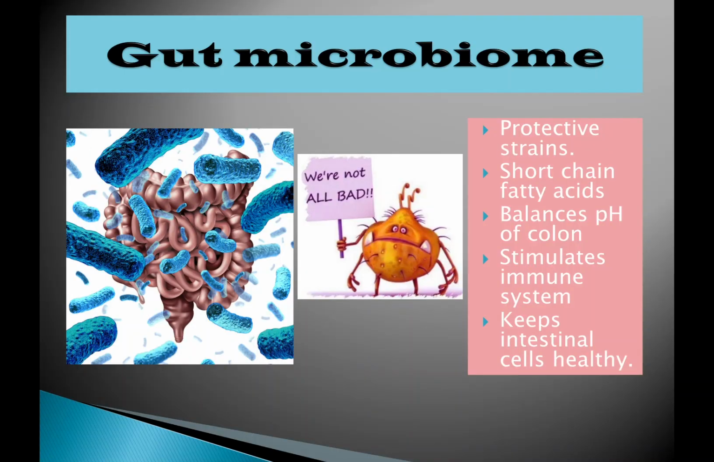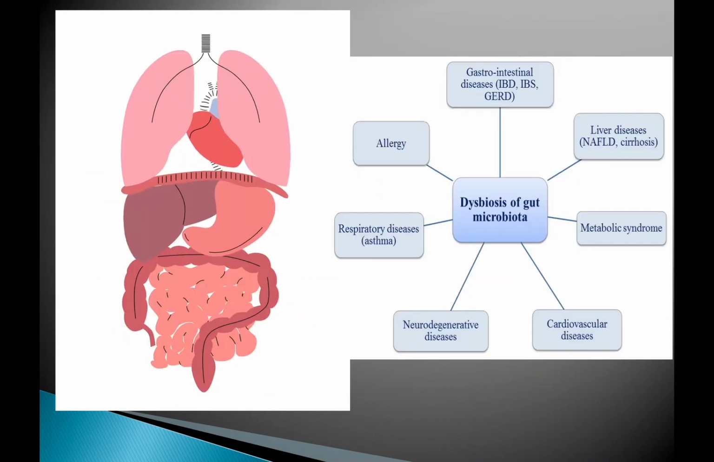So, the gut bacteria, also called the gut microbiome, are protective strains of bacteria which help to produce short chain fatty acids, thereby balancing the pH of the colon, stimulating the immune system, and keeping the intestinal cells healthy. Therefore, our gut health is the one which determines our overall health.